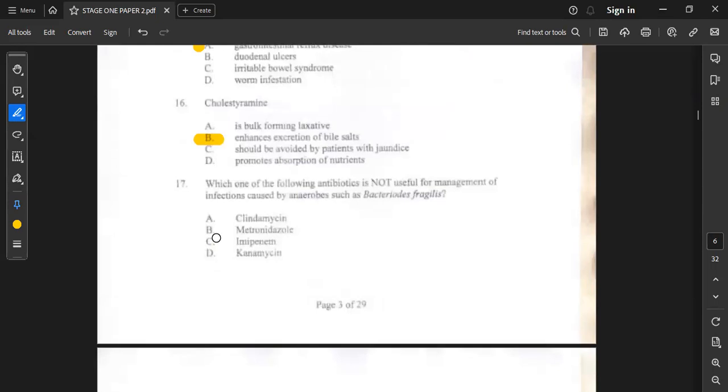Anyone wants to talk about it? It's used to lower the cholesterol.